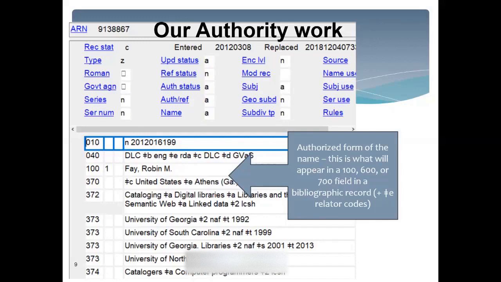Of course, the authorized form of the name, the name that we choose as the established form, appears in the 100 field of an authority record. That then matches what you would put into a 100, 600, or 700 field in a bibliographic record, along with those subfield E relator codes to express that relationship. My authority record is a pretty good example. If you want to go look at it, it's pretty full. There's a lot in there. It doesn't cover everything, but it does cover a lot.